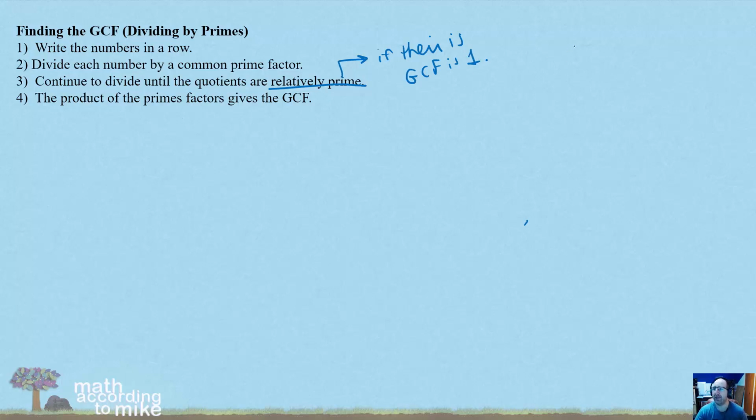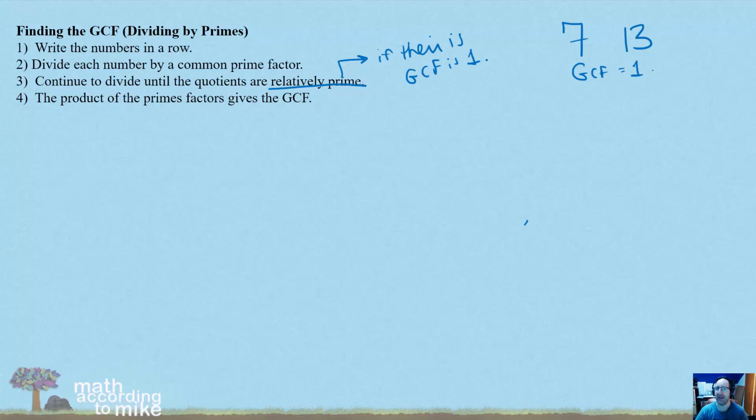So if you had two prime numbers, like 7 and 13, what's the largest number that divides into 7 and 13? You would say 1. So that means 7 and 13 are relatively prime. Relative, meaning to each other. Prime, biggest factor is a 1.